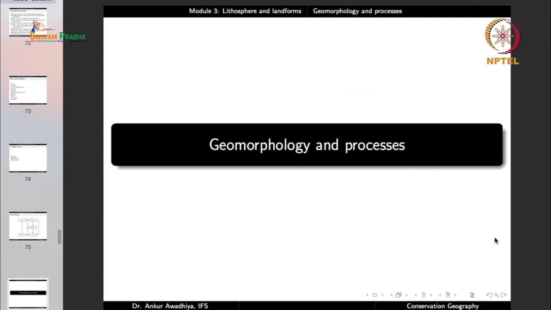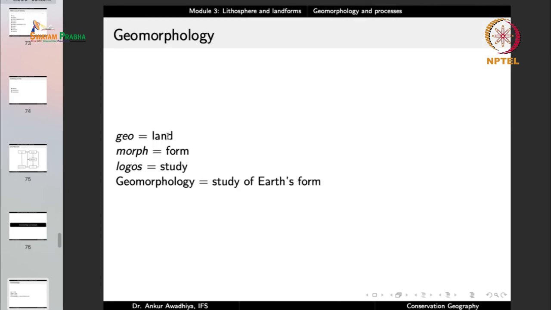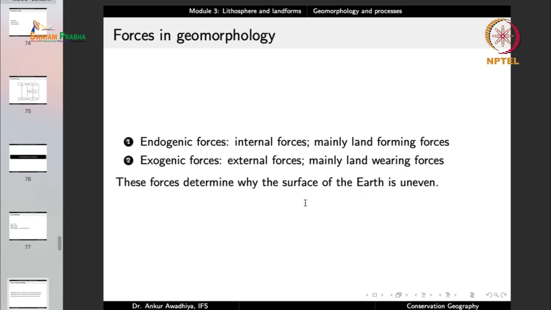In the next lecture, we looked at geomorphology and processes. Geomorphology: geo is land, morph is form, and logos is study. So this is the study of Earth's form. And in this case, we looked at the endogenic, where endo is inside, so the forces that are generated from inside, or the internal forces, and we looked at exogenic forces, which are external forces.